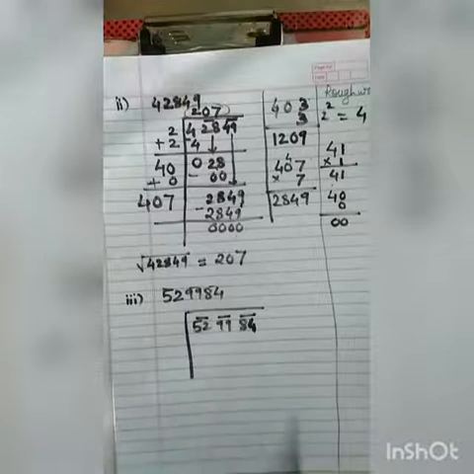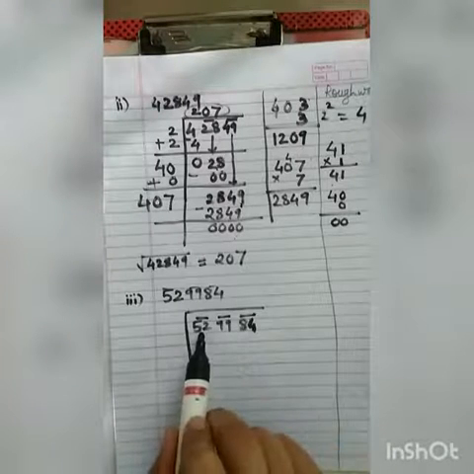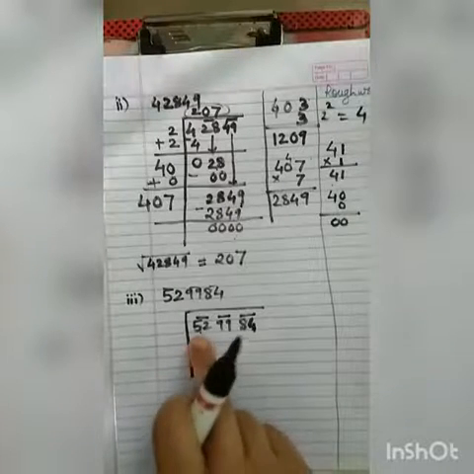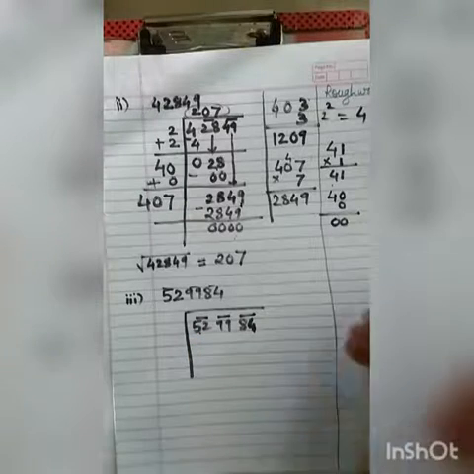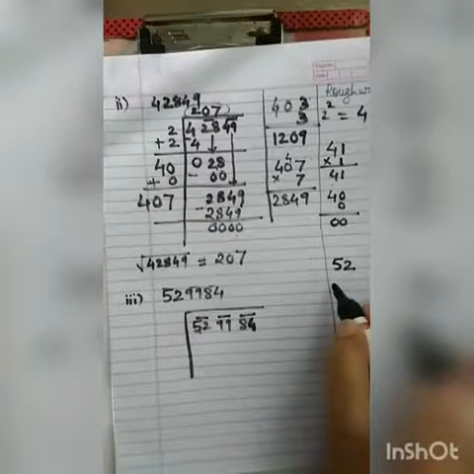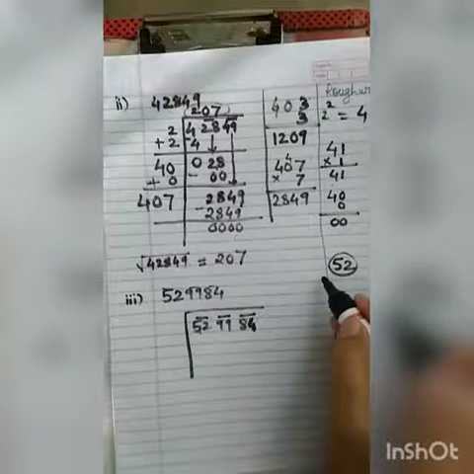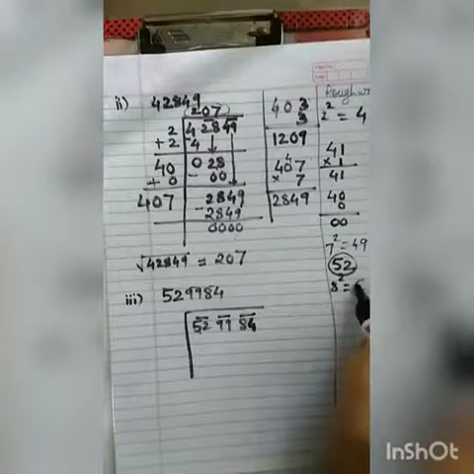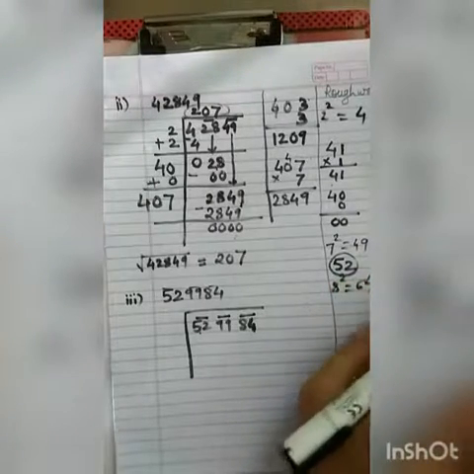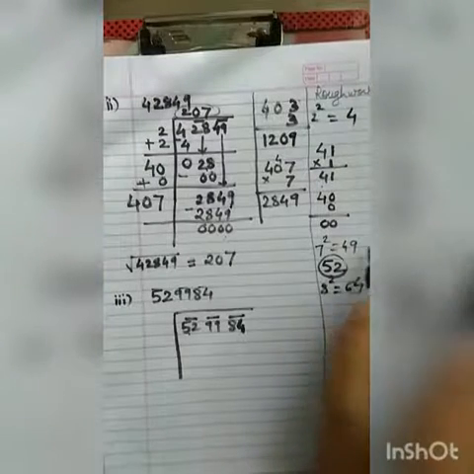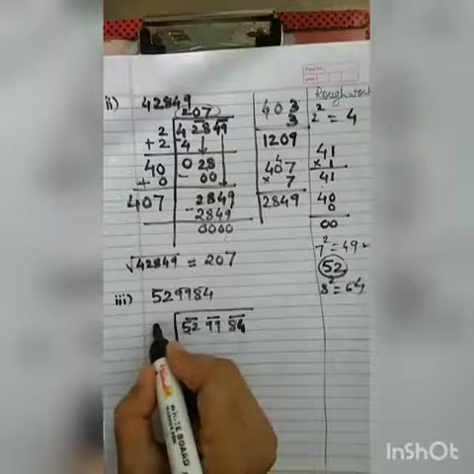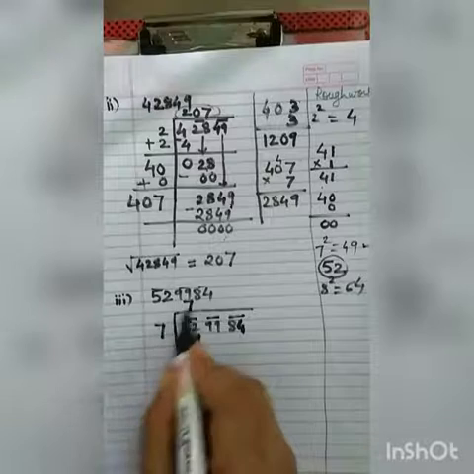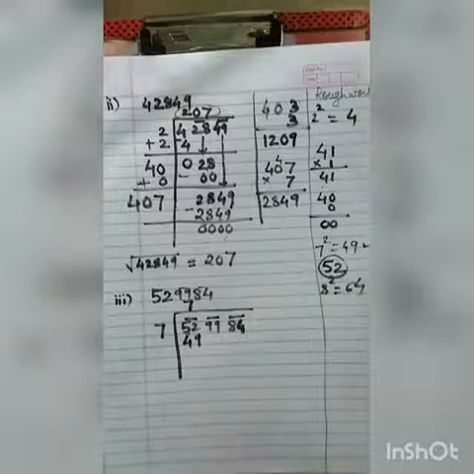Now after pairing it, the first number will be a square number nearer to or equal to the first pair. Now the first pair is 52. 52 is not a square number, but the square of 7 is 49 and the square of 8 is 64. So which is nearer, 49 or 64? 49. So we will go with 7. 7 7s are 49. Always take the first number as a square number.